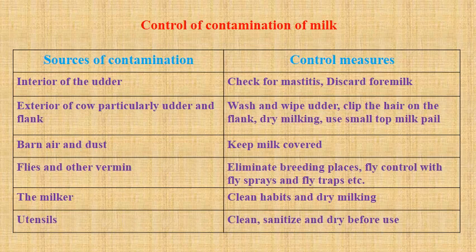Then milker hygiene, that is clean habits, dry milking, personal hygiene, clean clothes, etc., which we have discussed. And about the utensils, they should be clean, dry and sanitized, and before use they should be dry so that they will not cause any contamination. So these are the brief measures for all the points of contamination.